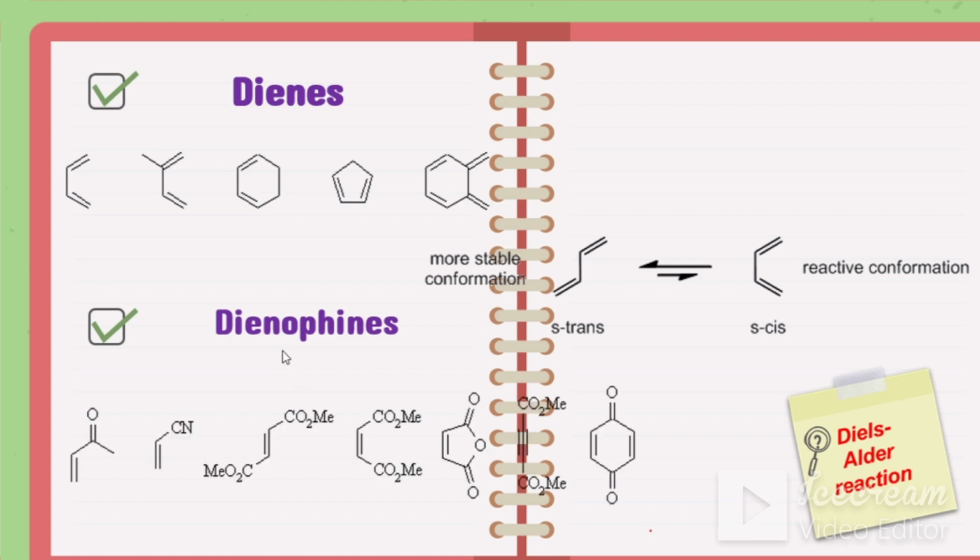Dienophile is the name given to the alkene component of this reaction. It can be a simple or substituted, acyclic or cyclic alkene. The dienophile carries an electron-withdrawing substituent, here carbonyl, cyanide, or ester group. It contributes 2 pi electrons to the reaction.